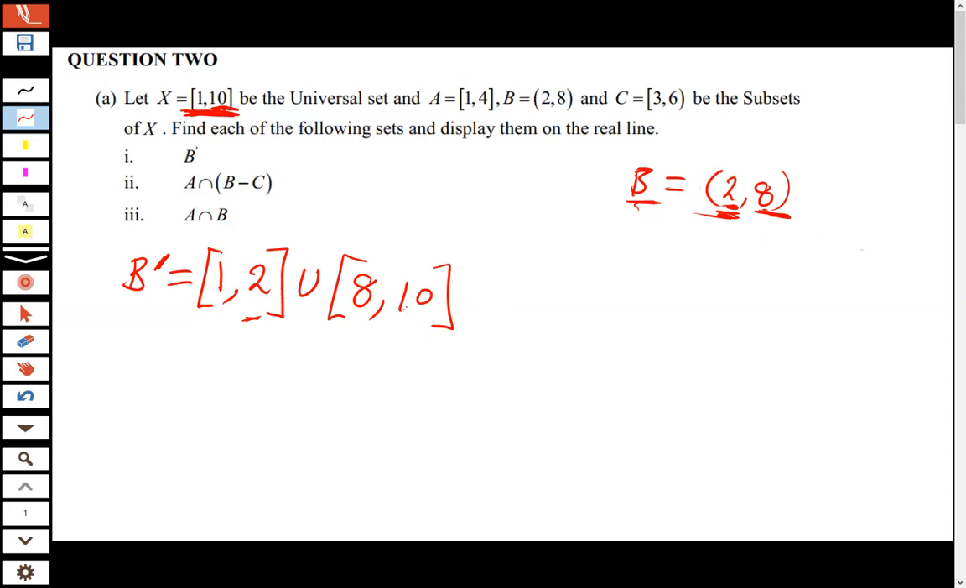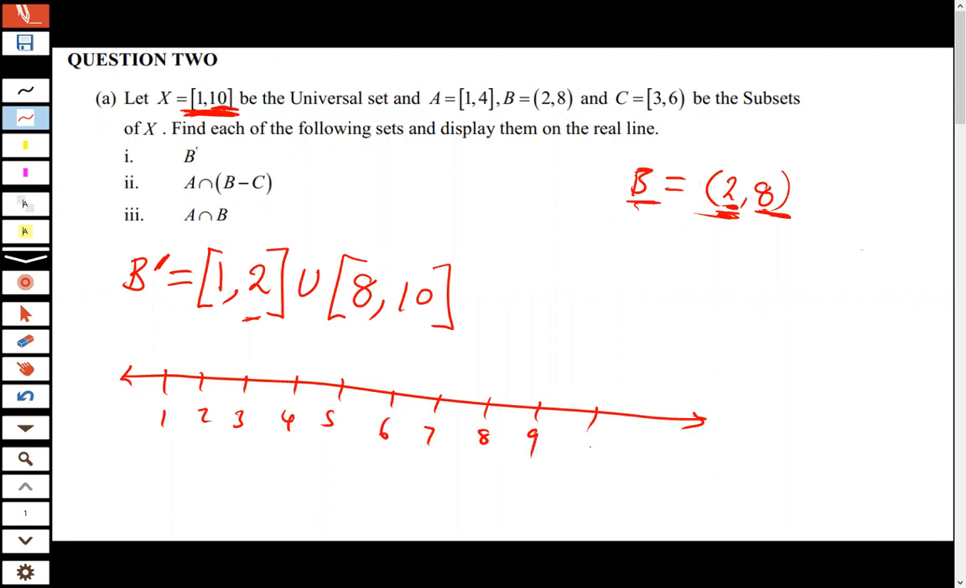So this is exactly what you're supposed to do. Now, representing or displaying this on the real line, you simply draw your number line. Then you have numbers 1, 2, 3, 4, 5, 6, 7, 8, 9, 10. So you can put in the numbers there.